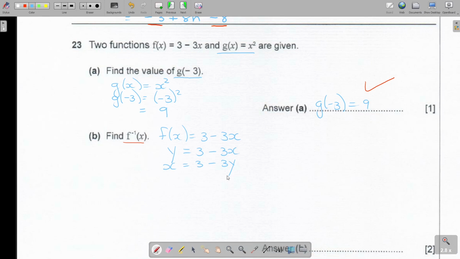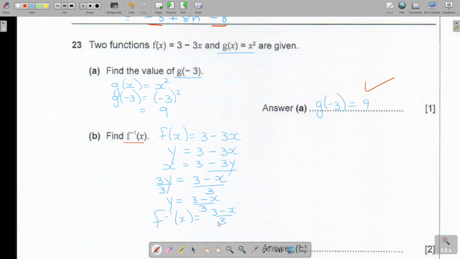So now I must make y the subject, but because it's negative, I jump it over. I don't like negative. I like positive. I like positive people also. Okay, so 3 minus x, I jump the x over. I divide by 3. I divide by 3. And I have y equals 3 minus x over 3. And that is my inverse function.